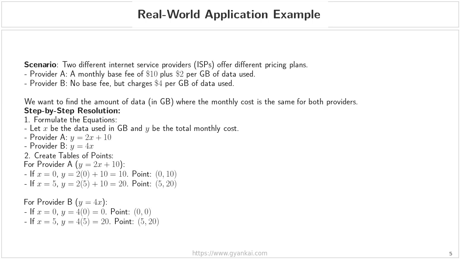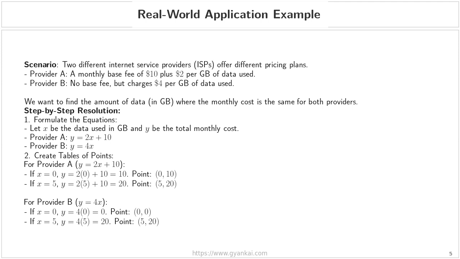Next, we follow the procedure from our second slide to create tables of points. For provider A, using the equation y equals 2x plus 10, let's pick 2 simple values for x. If x equals 0, then y equals 2 times 0 plus 10, which results in y equals 10, giving us the point 0, 10. If we choose x equals 5, then y equals 2 times 5 plus 10, which is 10 plus 10, so y equals 20. This gives us our second point, 5, 20.